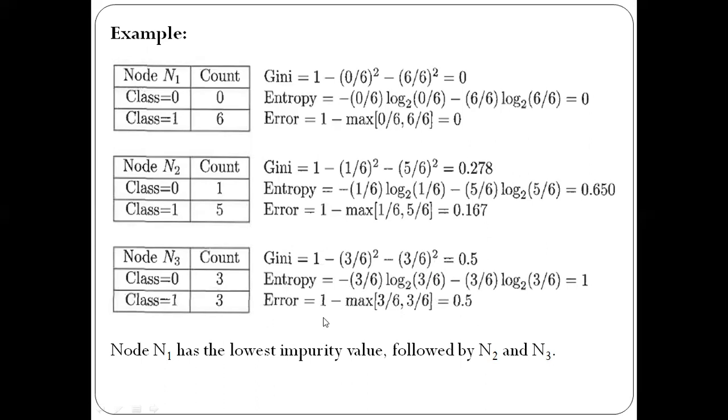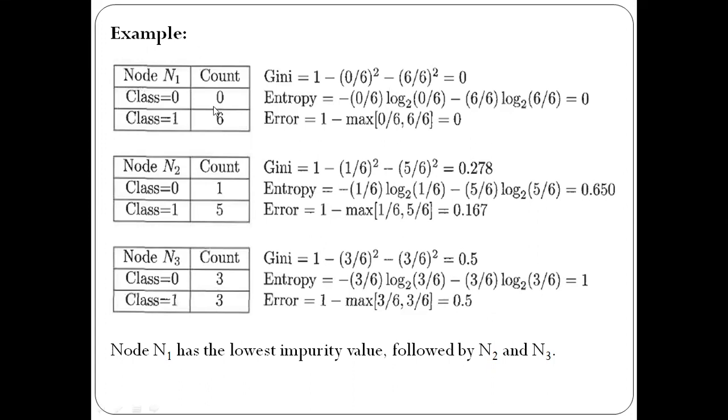And next, classification error is 1 minus the max of the fraction of records. The max of 3 by 6 comma 3 by 6 is, since they are the same, 3 by 6. So 1 minus 3 by 6 is nothing but 0.5. These are the different impurity measures that we have calculated at the 3 nodes here.